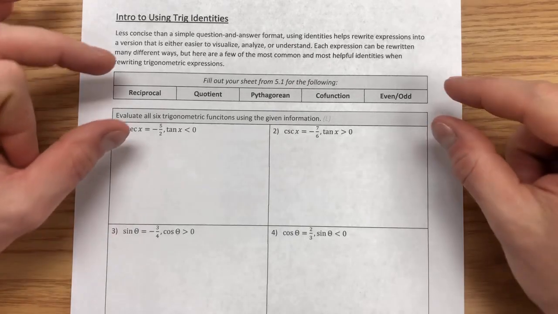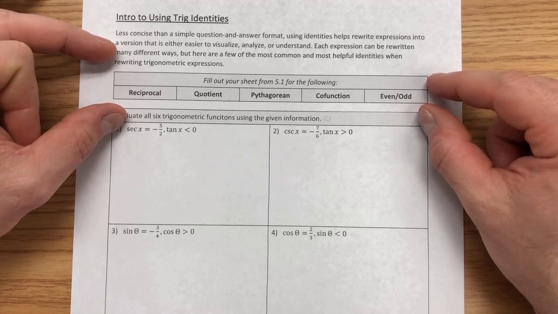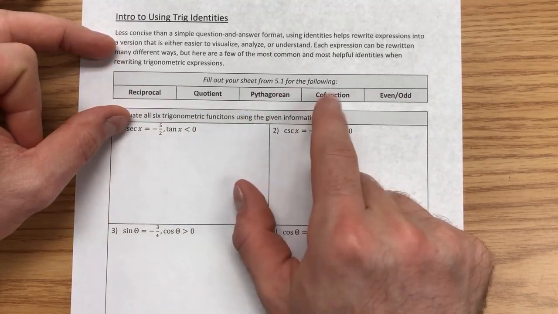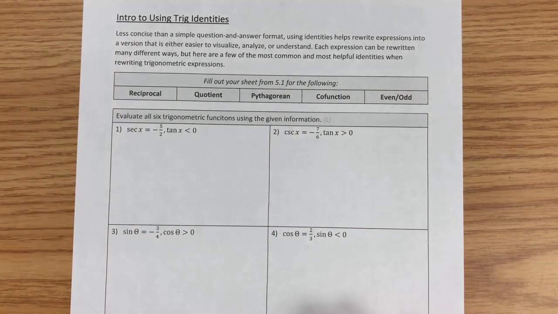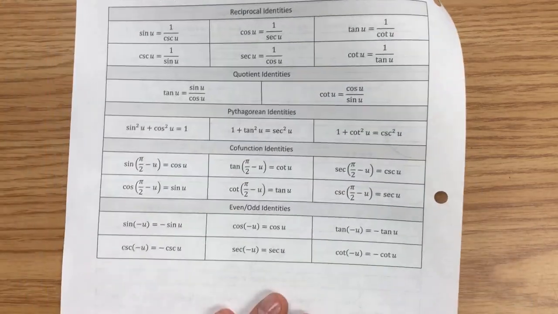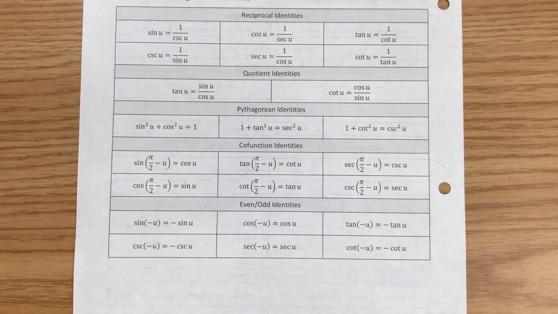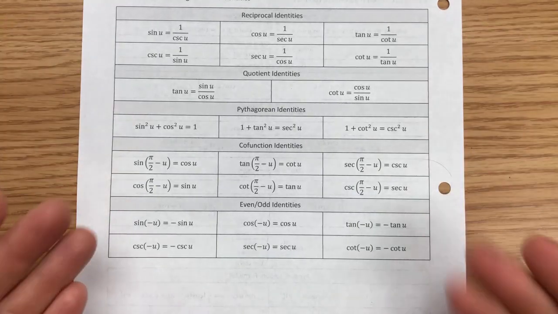So to begin, the first few things that we're going to fill out are the following: reciprocal, quotient, Pythagorean, cofunction, and even-odd identities. So I'm going to go ahead and pop these on the screen. If you want to go ahead and pause it, you may. Unpause it when you're done so that you've got all these copied down.